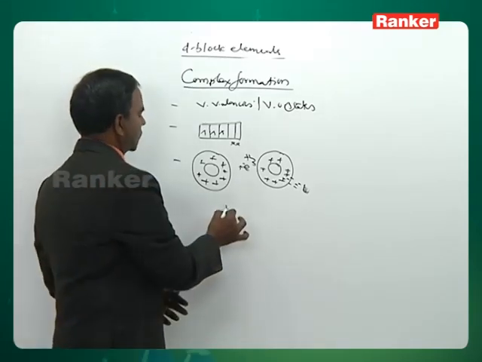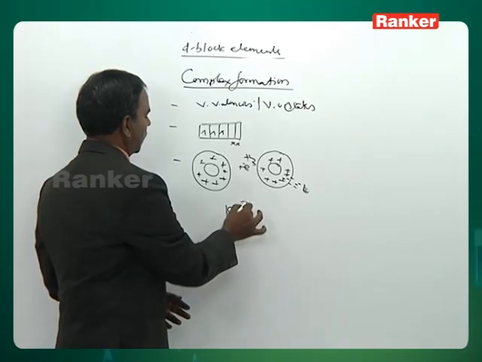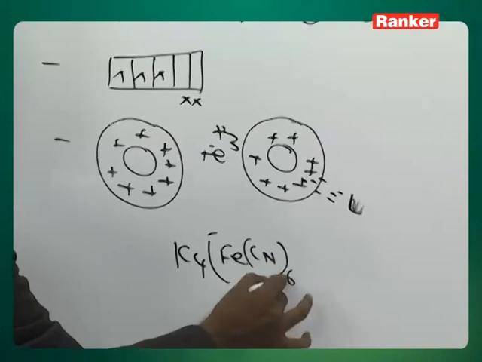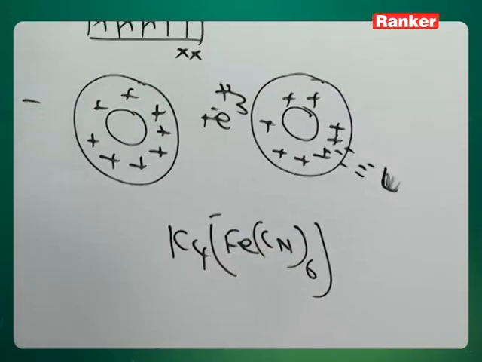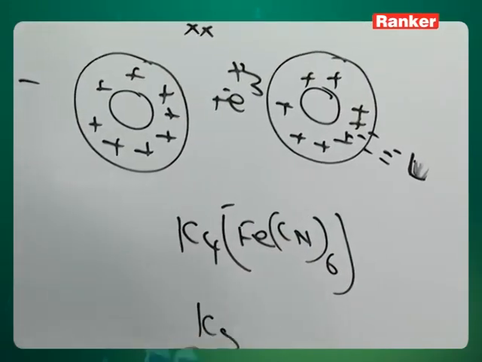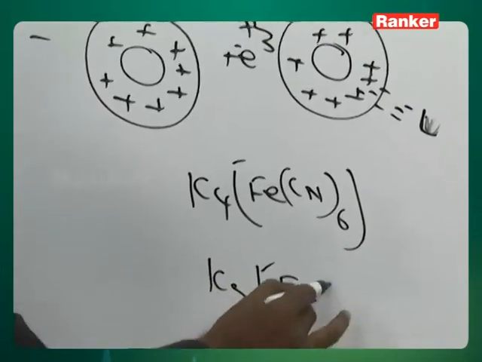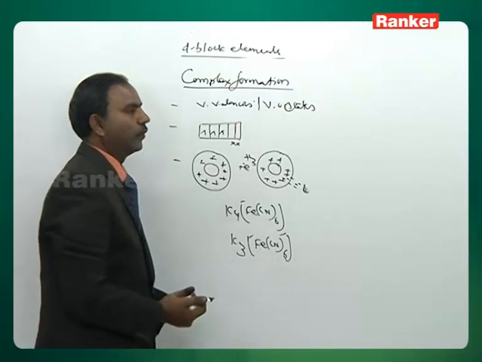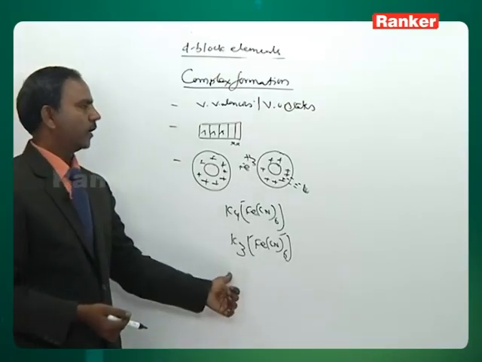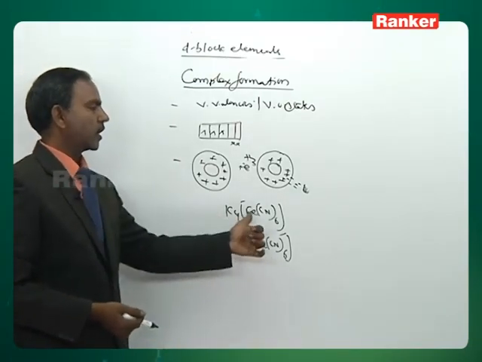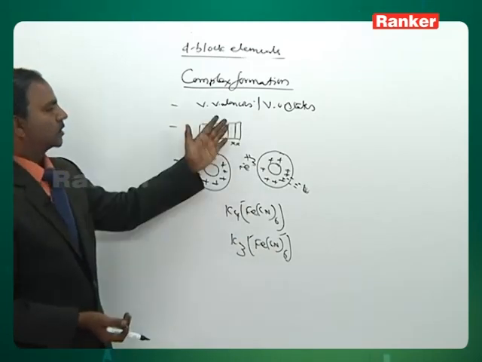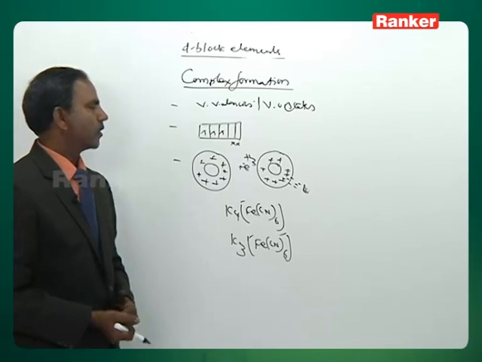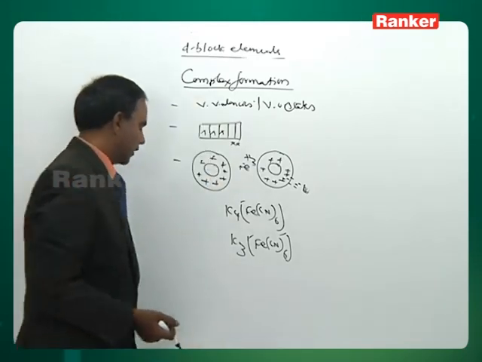You might know complex compounds. Let me write one or two. K4[Fe(CN)6], potassium ferrocyanide, we call. And let us take K3[Fe(CN)6]. What do we call it? Potassium ferricyanide. It is ferricyanide, iron plus 3, ferrocyanide, iron plus 2. Like this, most of the d block elements are highly capable of forming complex compounds due to these reasons.